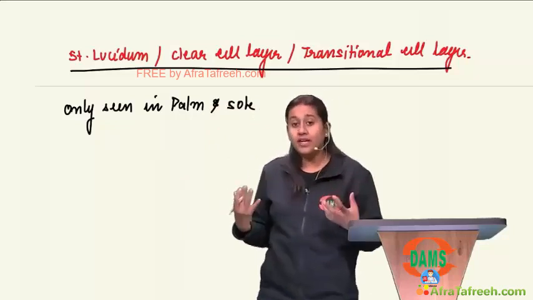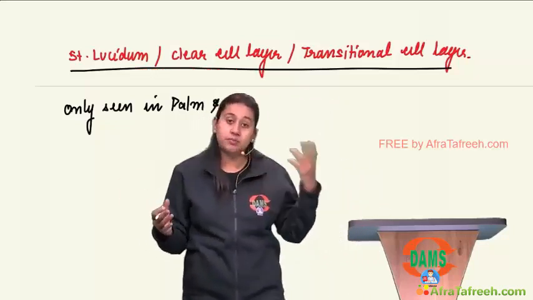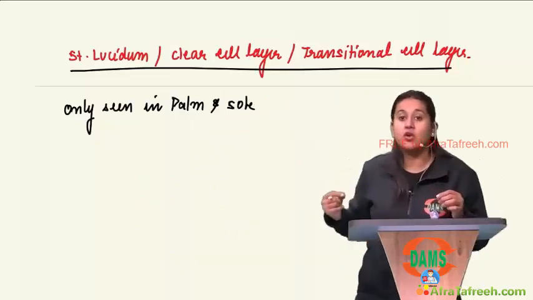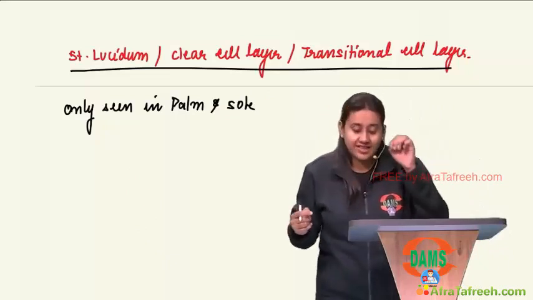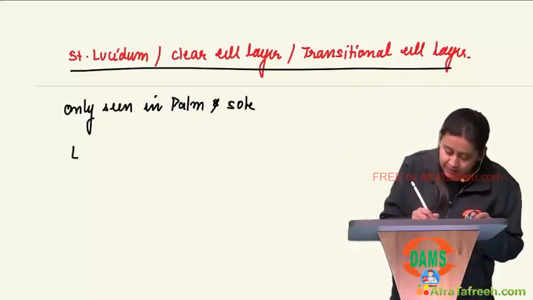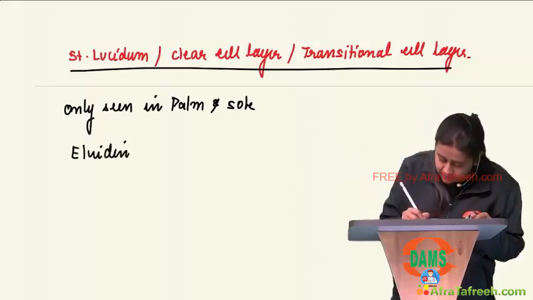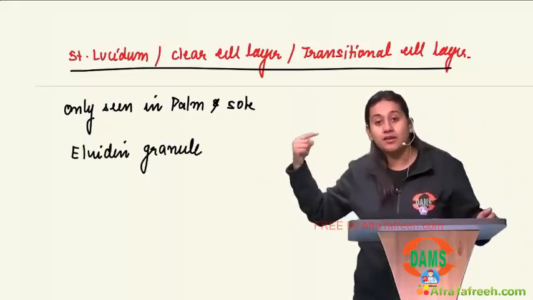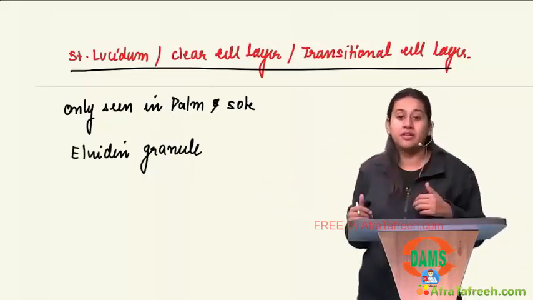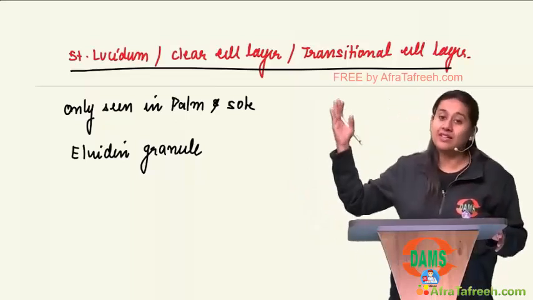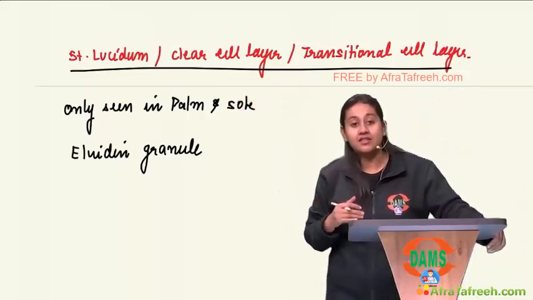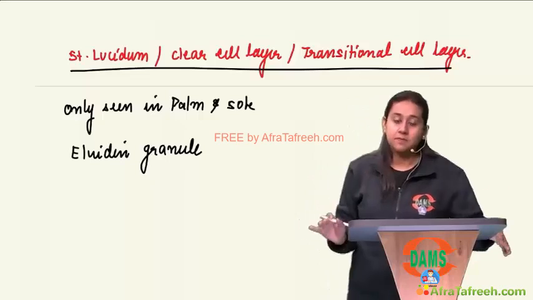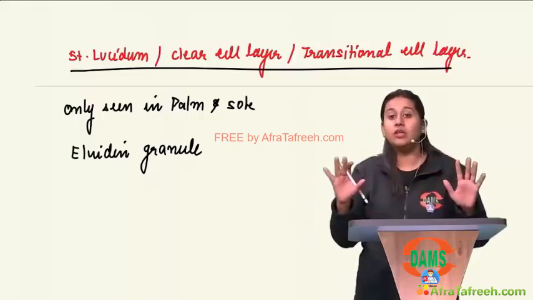What is the reason? Why do you have lighter skin in your palm and sole compared to other parts of the body? The reason is that we have an extra layer, and that extra layer is called stratum lucidum. This extra layer contains a granule known as eleidin granule. This eleidin granule gives it a clear, transparent or a little whitish appearance. So the reason why stratum lucidum is known as clear cell layer or transitional cell layer is that it contains an extra granule which gives it a transient or clear appearance. And please remember, you will find this layer only in your palm and sole.